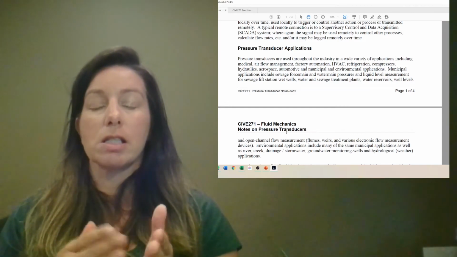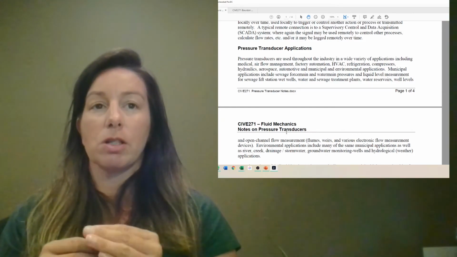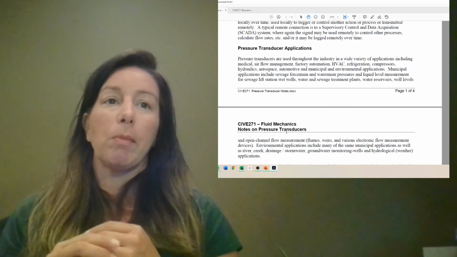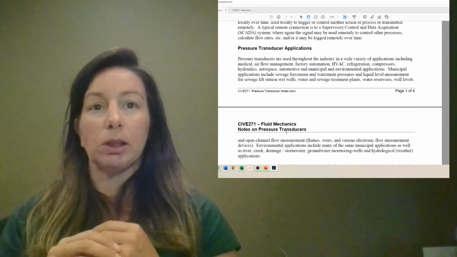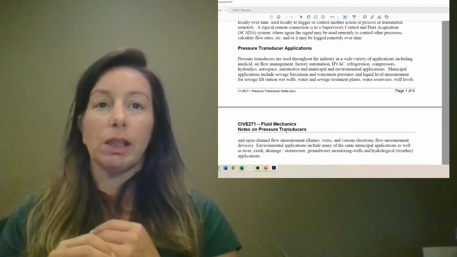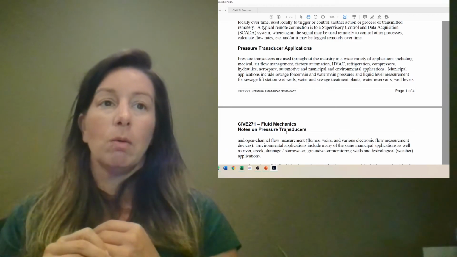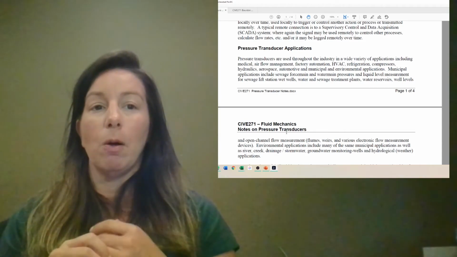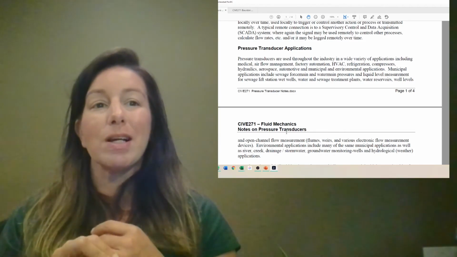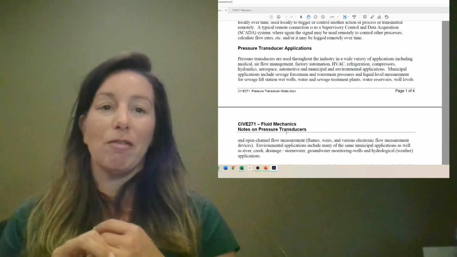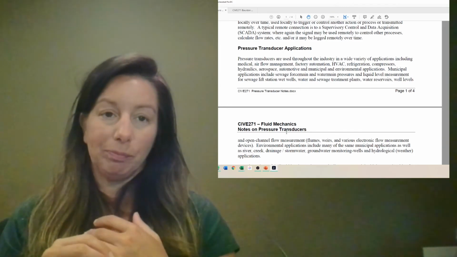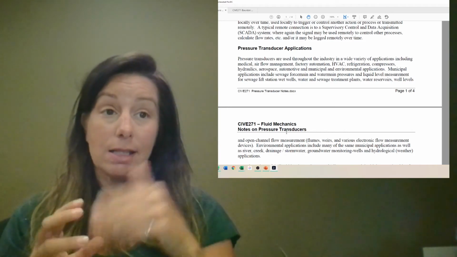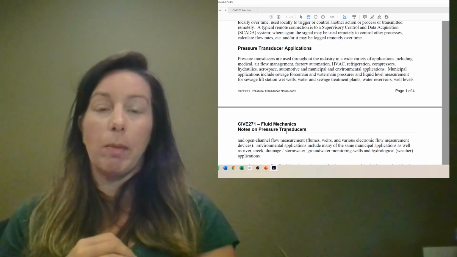So you're looking at sewage force main, so you're trying to push water up a hill. Water main pressures, liquid level measurements at sewage lift stations, wells, water reservoirs, and then they say open channel fluid. So that's what I have done. You need to know the currents. One of the things that it says even here is electronic flow measurements.